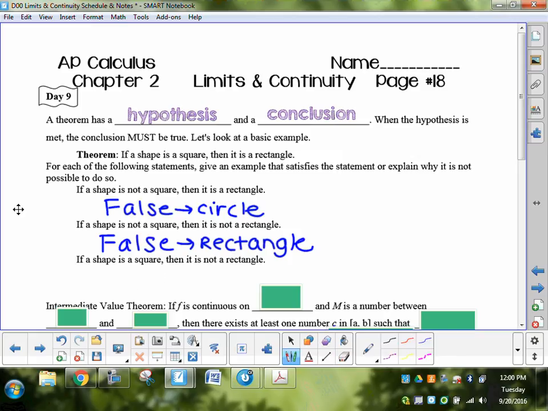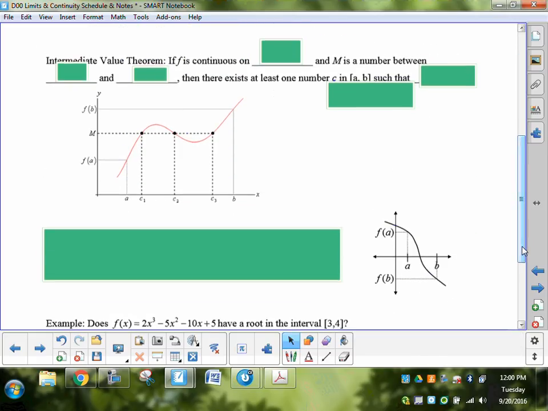Now, our last thing that we're going to go through and do is this. Here's the gist of what we're hoping that you get. The intermediate value theorem states that if a function is continuous on the closed interval from A to B, and M is a number between f of A and f of B, that means the end output values or the y values.